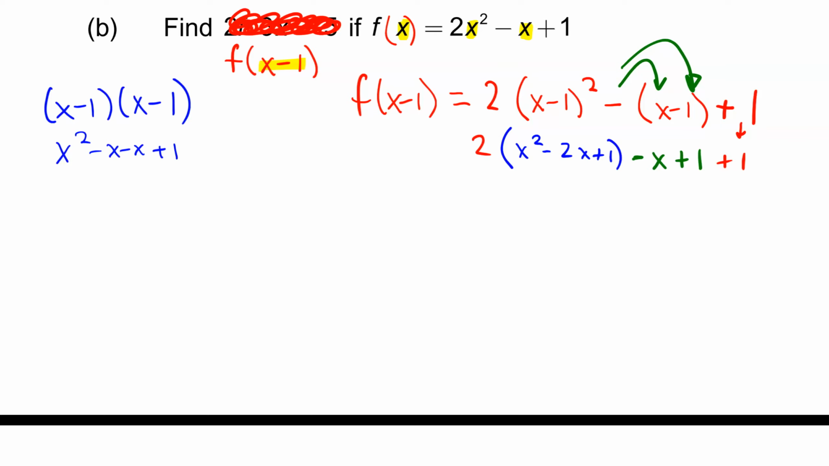Notice I kept parentheses around this part that's in blue because I'm supposed to be multiplying everything by 2. So I'll give you a couple seconds. I want to make sure you understand the order we're going through. What's the next thing I should do? Distribute the 2, right? Distribute the 2. Distribute, distribute, distribute.